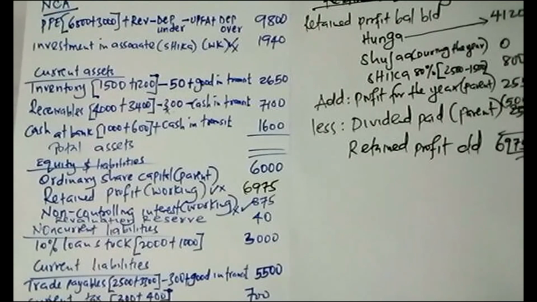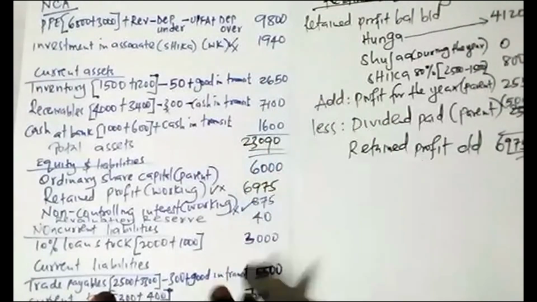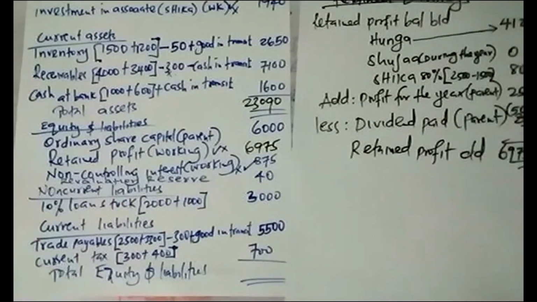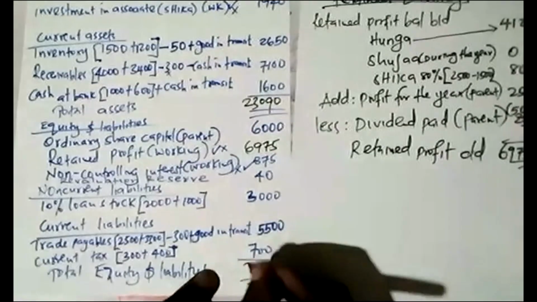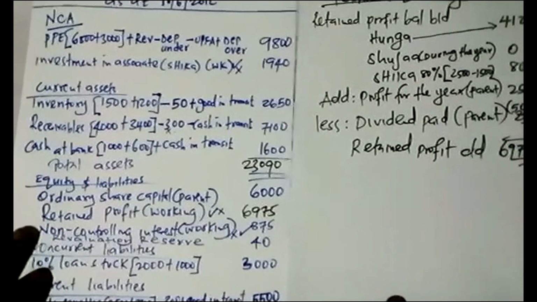So let's check if it's balancing. You take 98 plus 1940 plus 2640 plus 71 plus 1600. I'm getting 23,090. Then for the equity and liabilities, you take 6,000 plus 6975 plus 875 plus 40 plus 3,000 plus 5,500 plus 700. I'm getting the same, 23,090. So that is the end of the question for December 2012.